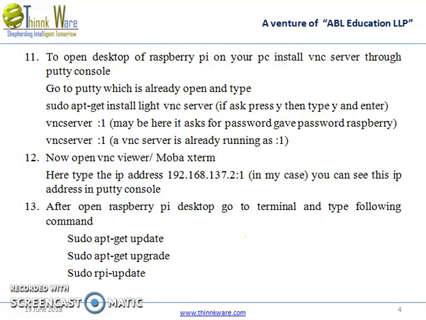Now open VNC Viewer and type the IP address. You can see this IP address in the PuTTY console. After opening the Raspberry Pi desktop, go to the terminal and type the following commands: sudo apt-get update, sudo apt-get upgrade, and sudo rpi-update.